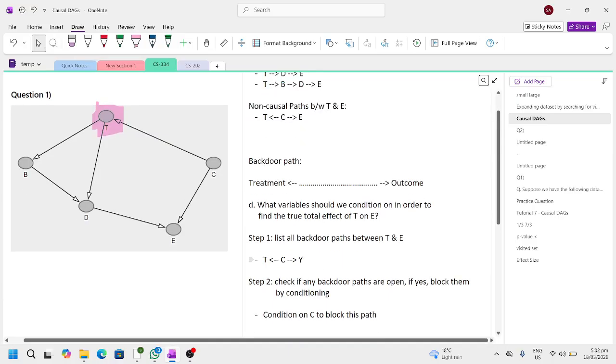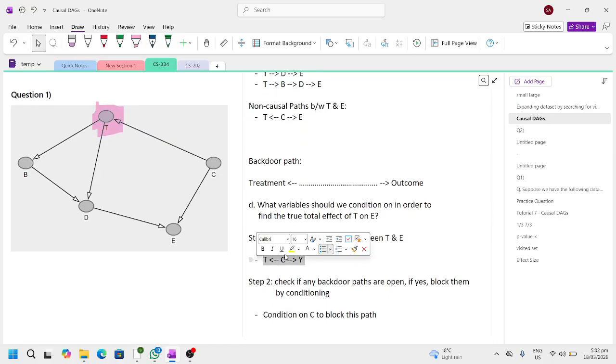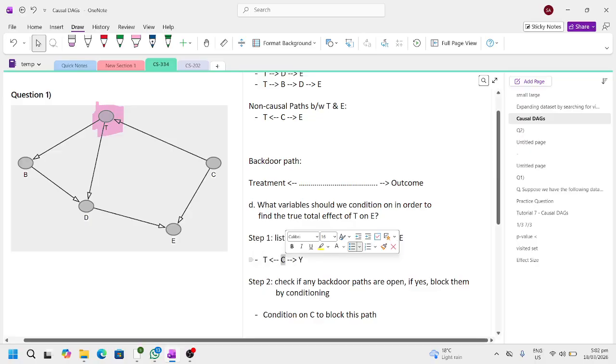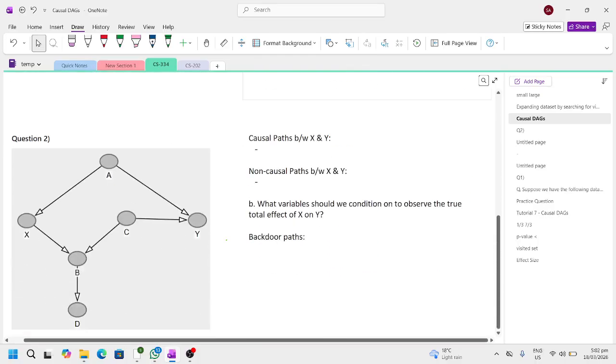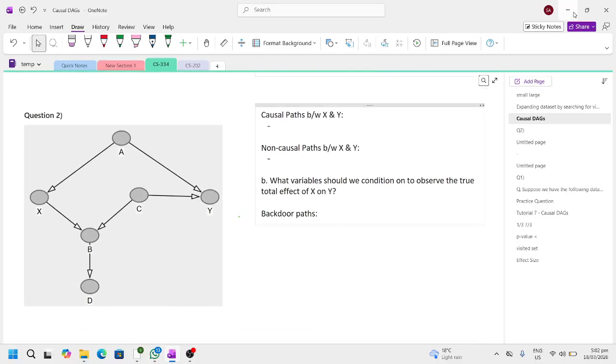For just this question, we had only one backdoor path and obviously there was just one node that we could condition on. So we blocked this path. After blocking this, you can estimate the true effect of T on E. Let's move on towards our second question.